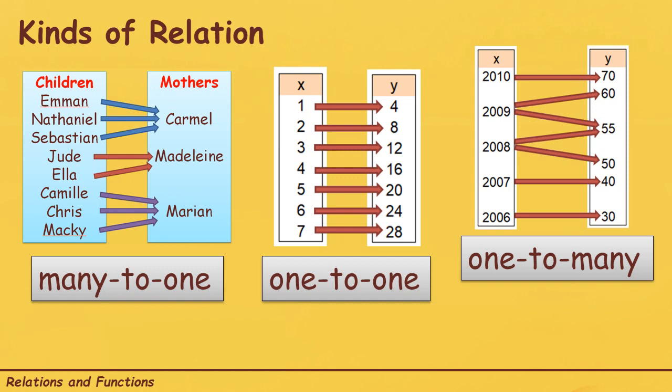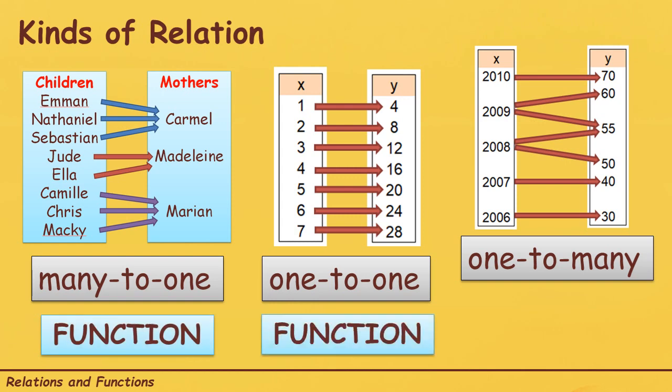Halimbawa, yung ating many-to-one relation. Yung many-to-one relation natin, yung x dito is children. Yung mothers naman is the y-coordinate. Ibig sabihin yan, lahat ng isang x or isang child ay merong mother. So that is a function. Dito naman sa one-to-one relation, it is also a function dahil lahat ng x ay walang kaparehas at hindi naulit.